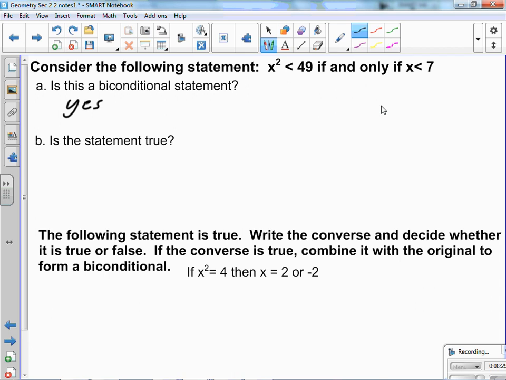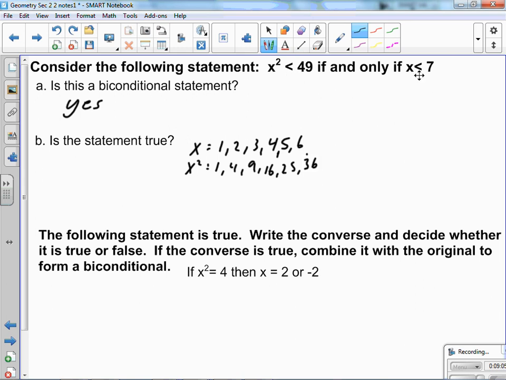So if I use x equals 1, 2, 3, 4, 5, or 6, those are all less than 7, then my x squareds would be in the order of 1, 4, 9, 16, 25, and 36, all of which would be less than 49.